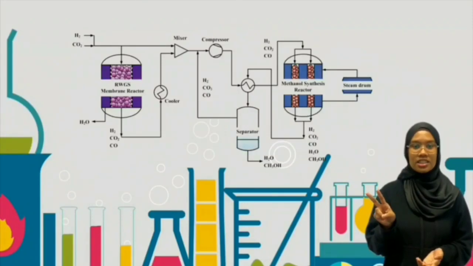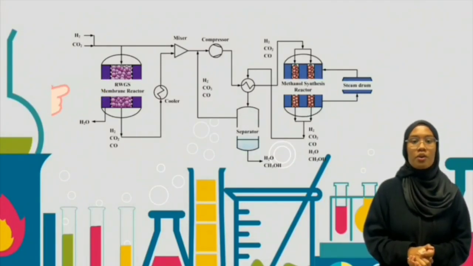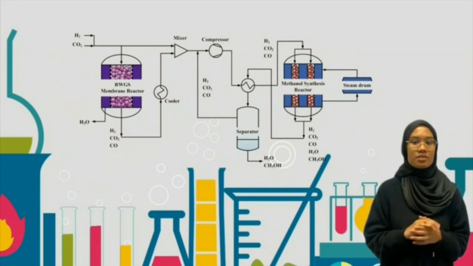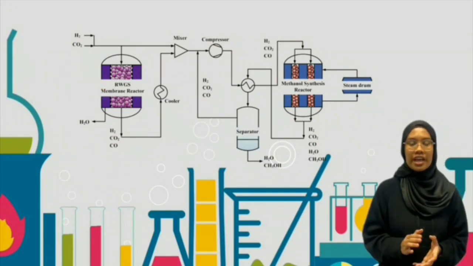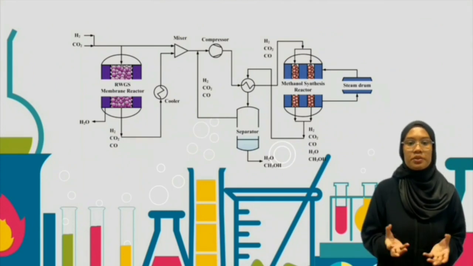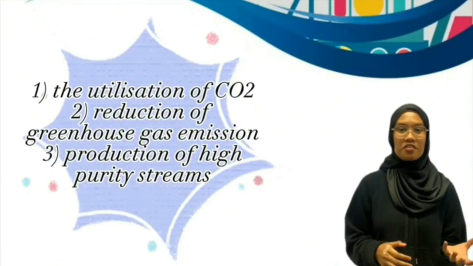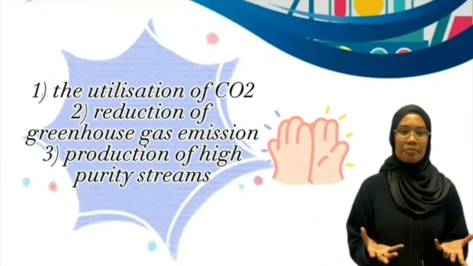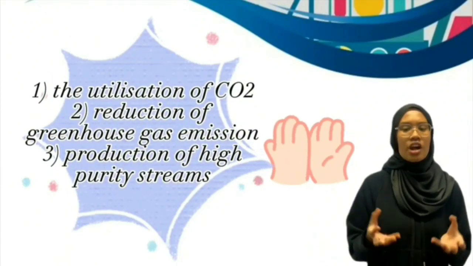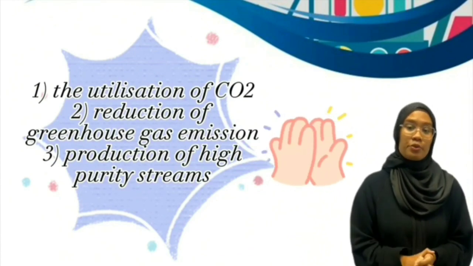The second technology is the RWGS membrane reactor, which combines the RWGS reaction with the membrane separation method. As a result, the high purity hydrogen and carbon dioxide stream necessary for the methanol synthesis step can be produced efficiently. The RWGS membrane reactor can lower production costs while also improving safety. The utilization of carbon dioxide, reduction of greenhouse gas emissions, and production of the high purity stream necessary for methanol synthesis are the reasons we chose the indirect carbon dioxide conversion method and RWGS membrane reactor to produce our methanol.